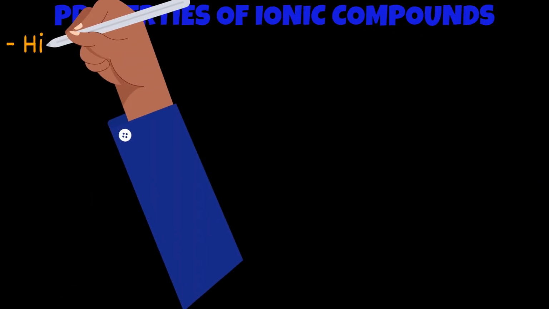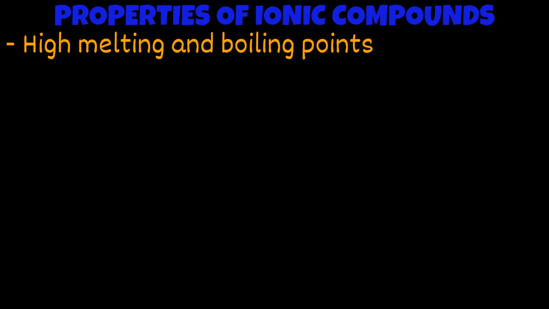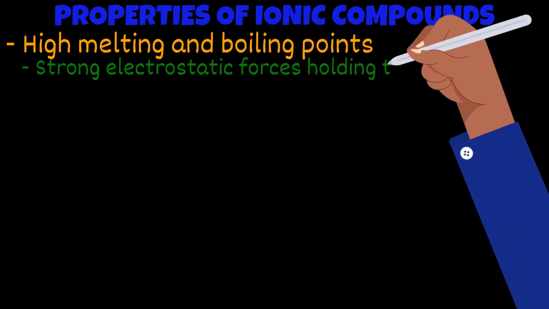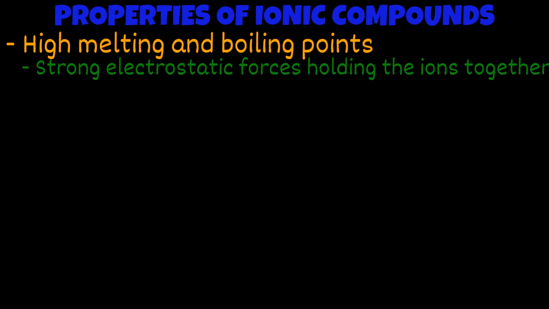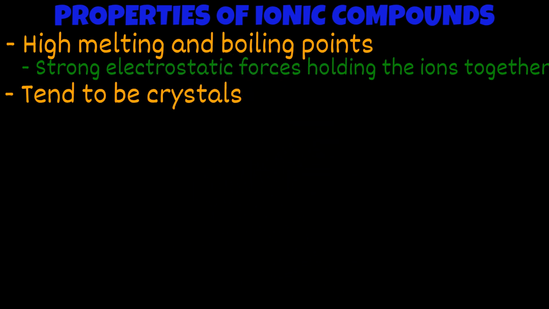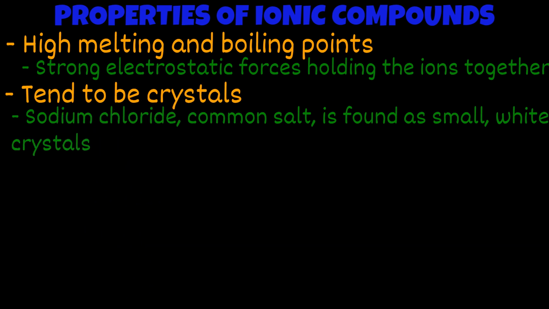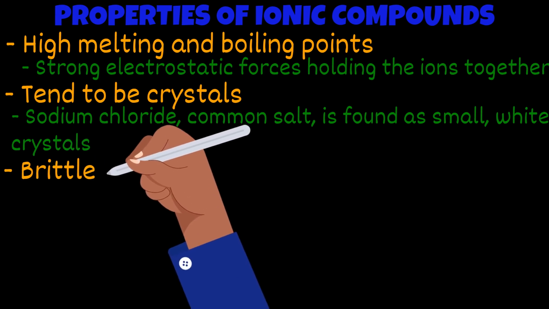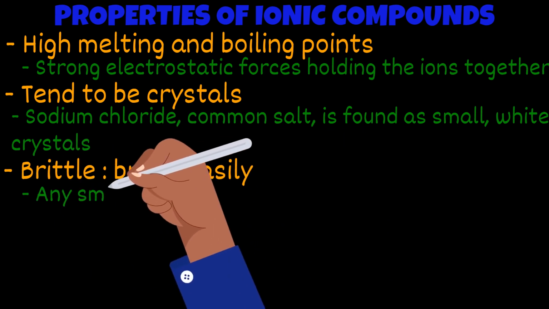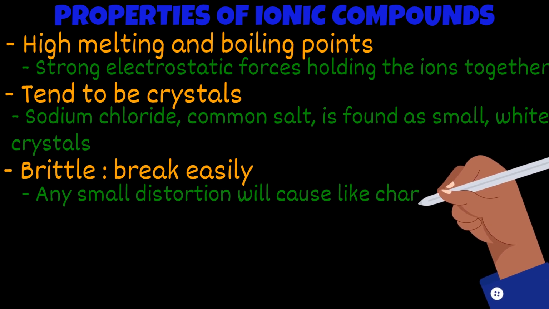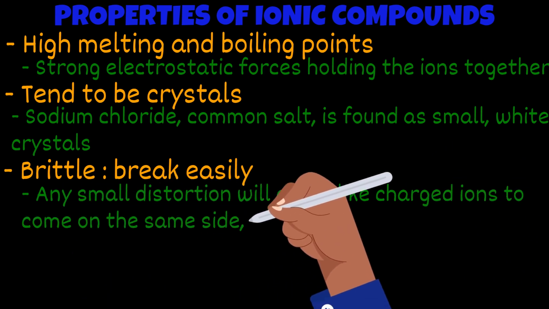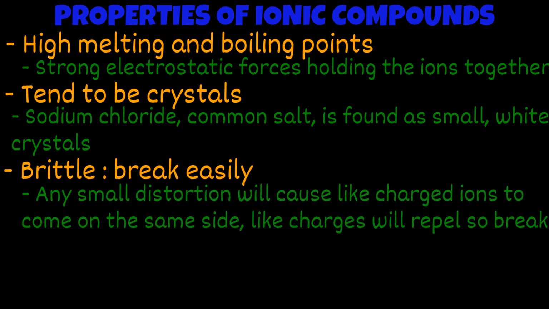Most ionic compounds have high melting and boiling points. This is due to the strong electrostatic forces holding the ions together in a giant ionic structure. So more energy is needed to break these strong attraction forces. Ionic compounds tend to be crystals. Sodium chloride, in other words common salt, is always seen as small white crystals. Ionic crystals are brittle, so they tend to break easily because any small distortion will bring same charged ions alongside each other. Like charges will repel, so the crystals break apart.